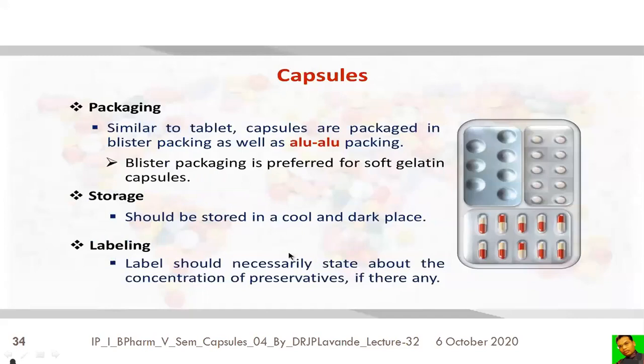Packaging is concerned. As far as packaging is concerned, for the soft as well as the hard gelatin capsule, there are two different types of packaging: blister packaging as well as alu packaging. Similar to tablets, capsules are packed in blister packing as well as alu, that is, double aluminum packaging. Blister packaging is preferred for soft gelatin capsules in order to maintain their shape as well as that of the hard gelatin capsule. Storage should be in a cool and dark place, and the label should necessarily state the concentration of preservatives, if any.